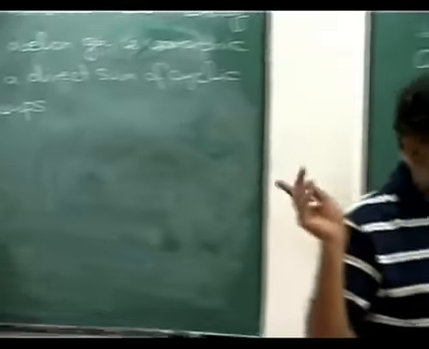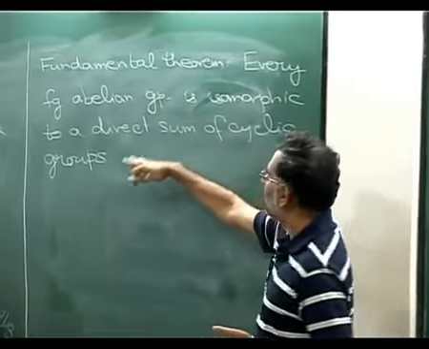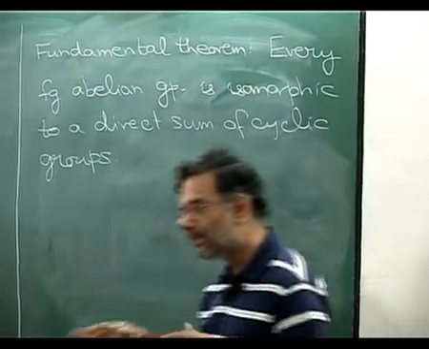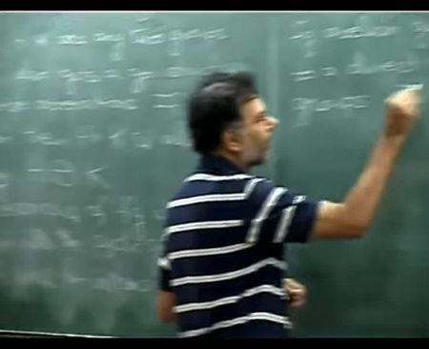Okay, this is part of the theorem I said. This is the existence part. That is, every finitely generated abelian group is isomorphic to a direct sum of cyclic groups. But can it be expressed as a sum of cyclic groups in essentially different ways? That is the next question we need to answer further.